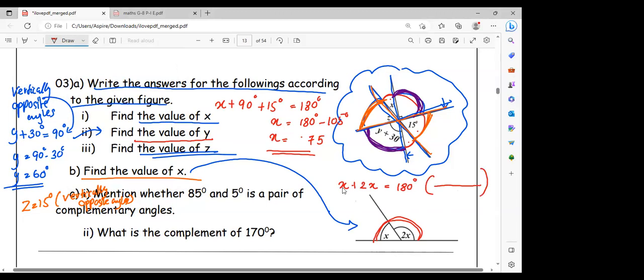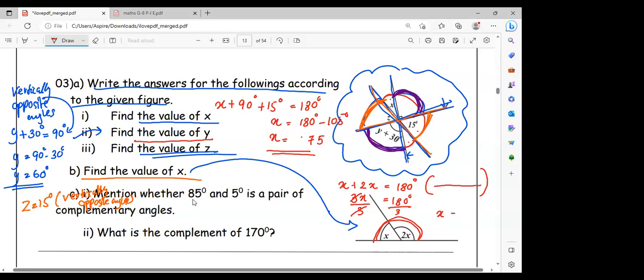Okay, the sum of the angles on a straight line. x added 2x, it is 3x equals to 180. Then divide both sides by 3. Then x is equals to 60 degree. x equals to 60 degree.